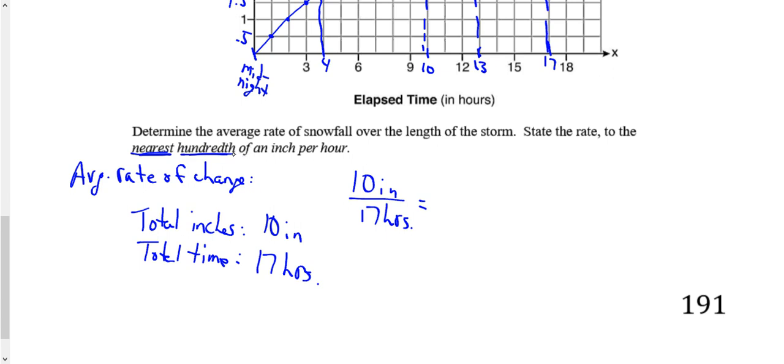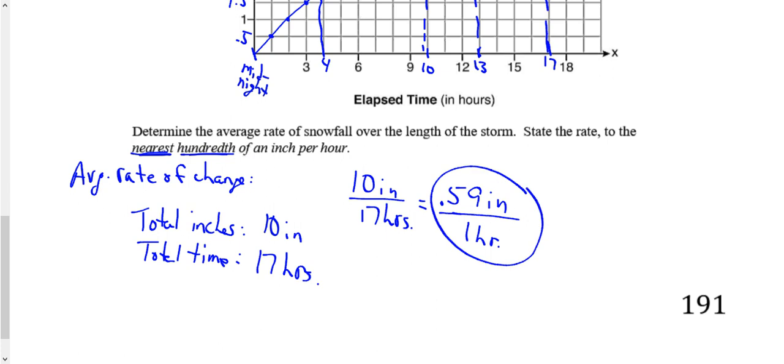They're real picky about that. So when you do 10 divided by 17, what do you get, everybody? 0.5882352. Okay, but we're going to round to the nearest hundredth, right? So what would it be? How many decimals is the nearest hundredth? Tenths, hundredths, thousandths. 2, isn't it? So what is it? 0.59 inches for 1 hour. That's how you get average rate of change, and we're going to do some stuff like that later on. Any questions on this guy?